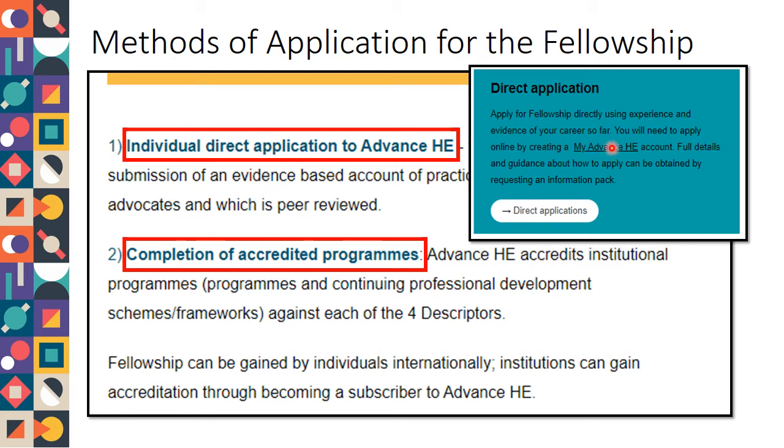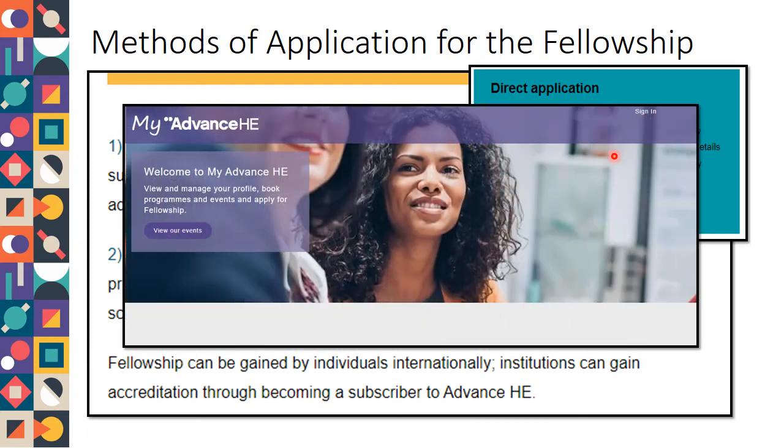So in order to directly apply, you need to make an account in My Advance HE. This is another web page where you need to register your information. Then you will find a link for that application. This is the picture of the home page of My Advance HE, and this is their address. If you go to this web page, you can create an account.